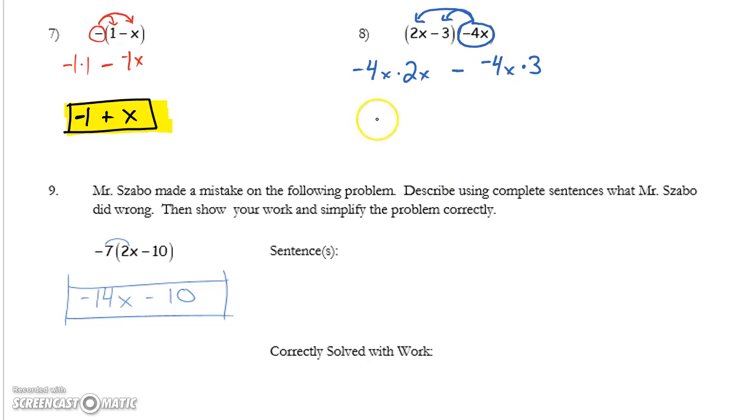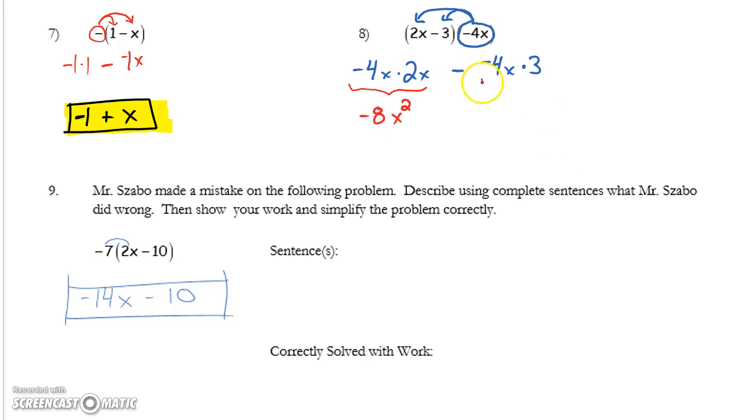Now, I'm going to not put that highlighted section down yet because I want to go ahead and do this step by step. When I am multiplying this, I can multiply the negative 4 times the 2. Since this is multiplication, it does not matter what order. Negative 4 times 2 is negative 8. And then I also have the x times the x. That gives me x squared.